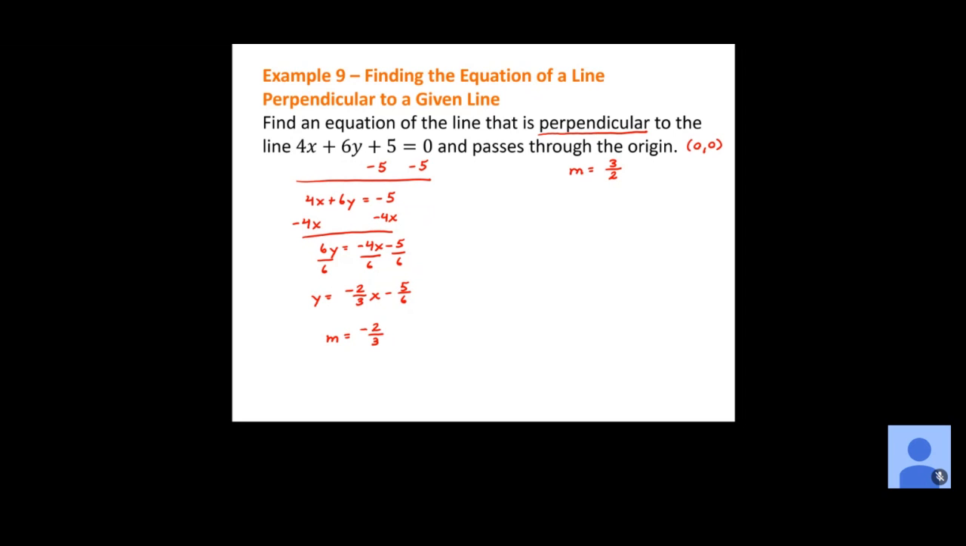So I have my slope, I have my point. Now we can go to point slope. So it's going to be y minus 0 equals 3/2 times x minus 0. At that point, y minus 0 is just y. Distributing here, this is just going to give us 3/2 x, because 3/2 times 0 would just give us 0 also. And so there's the equation of our line that's perpendicular to the given line, and it has to pass through the origin.